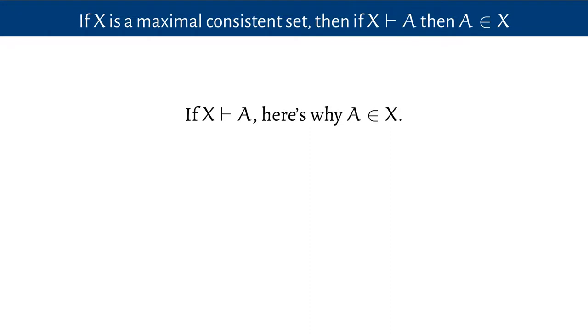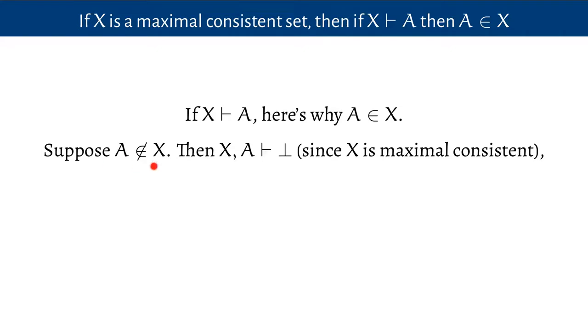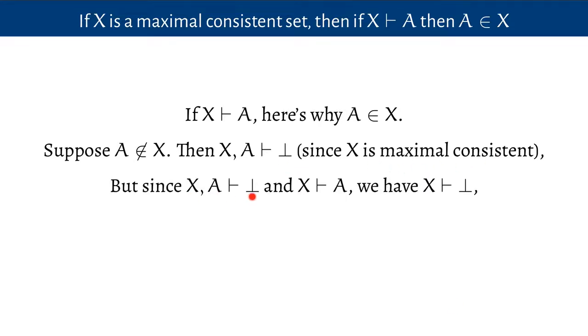Here's why. Firstly, if I could prove A from the set X and X was a maximal consistent set, here's why A has already got to be in the set. If A wasn't in the set, then because X is maximal consistent, X together with A could prove a contradiction. It's just what the definition is of being maximal and consistent. But if X and A can prove a contradiction, and X is enough to prove A, then X can prove the contradiction. Here's why. Because if I've got some proof which gets me from X and A to a contradiction, I've got that proof.